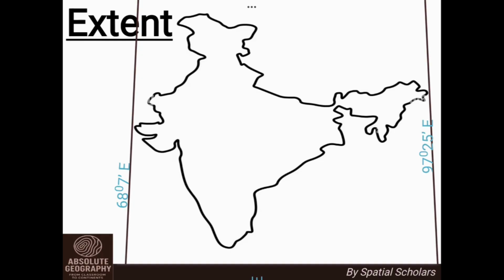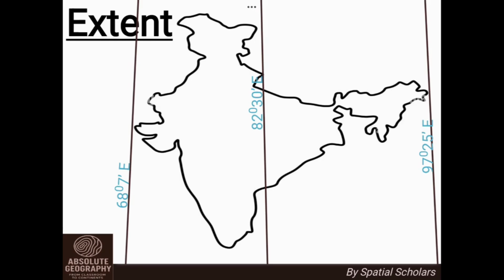Because this extent is very large, it gives us a time difference of about 2 hours between the eastern and the western side of India. That is why 82.5° east longitude is marked as the standard meridian of India, so that we can standardize the time across the entire country and there is no confusion.